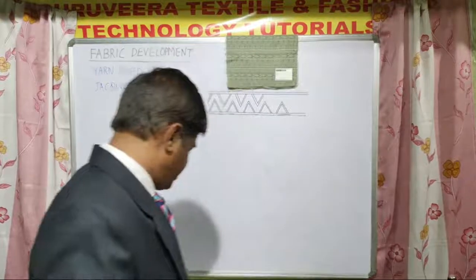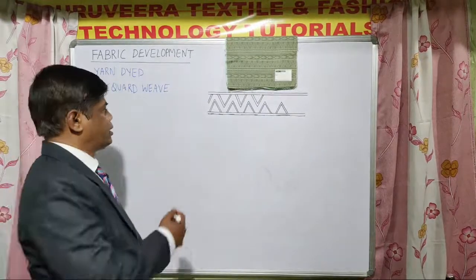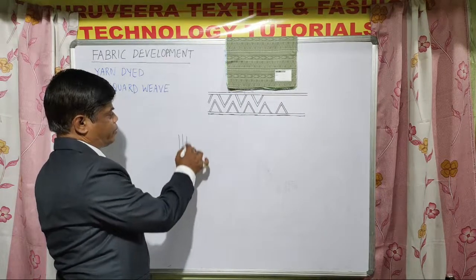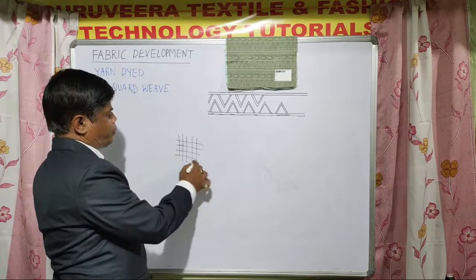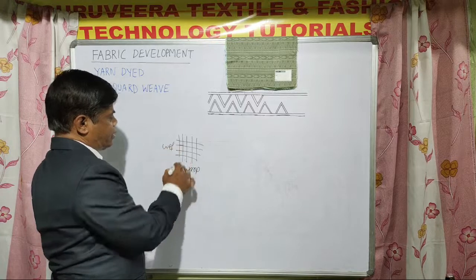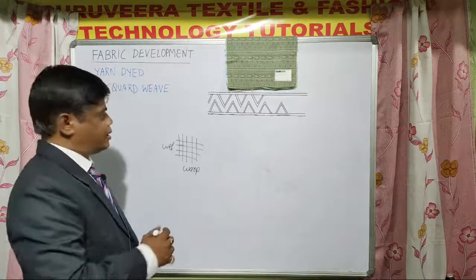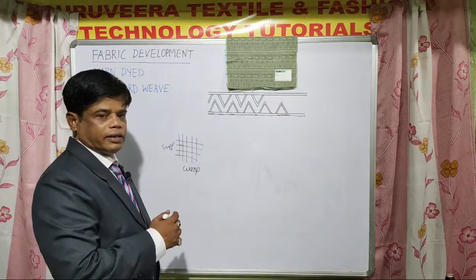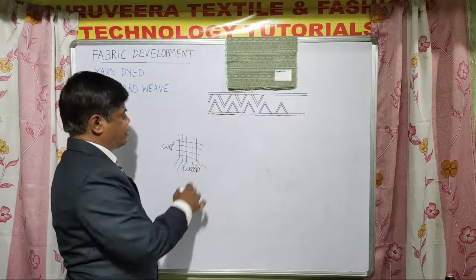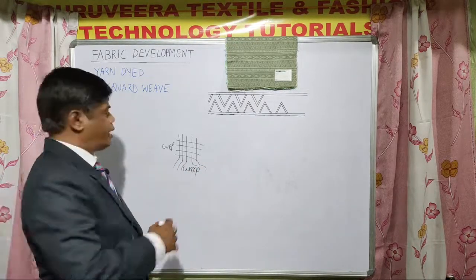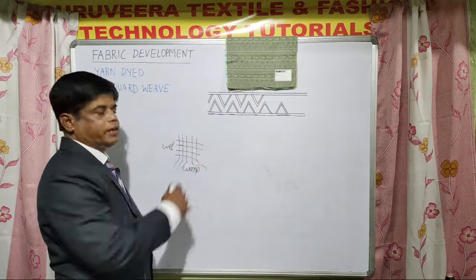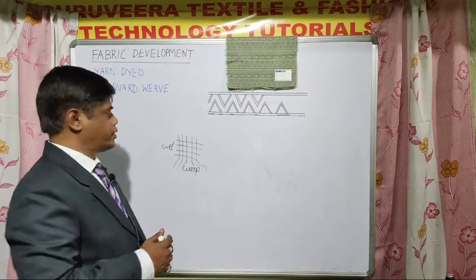In yarn dyed fabric we can create many patterns. If we use plain weave, this is a plain weave yarn dyed fabric. Whatever the warp yarns and weft yarns are there, here warp means longitudinal yarns and weft means widthwise yarns. And the color of these yarns is different. If the color of the yarns is the same in both warp and weft, that becomes a piece dyed fabric or solid dyed fabric.